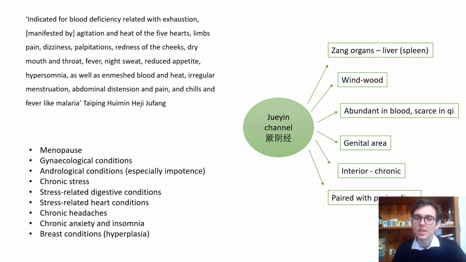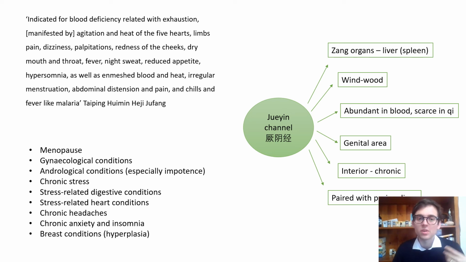Again, they clearly tell you this is not acute infectious disease. This is a chronic condition that is due to overwork and so on. Consumption of resources. So manifested by agitation and heat of the 5 hearts. Seems a little bit more like a yin deficiency and fire type of problem. Limbs pain, although I would say Xiao might be better for that. Dizziness, palpitations. So we have the relationship with the heart. This is more obvious here. Redness of the cheeks. Again, this can be a yin deficiency and fire type of context. So lack of blood, lack of essence.